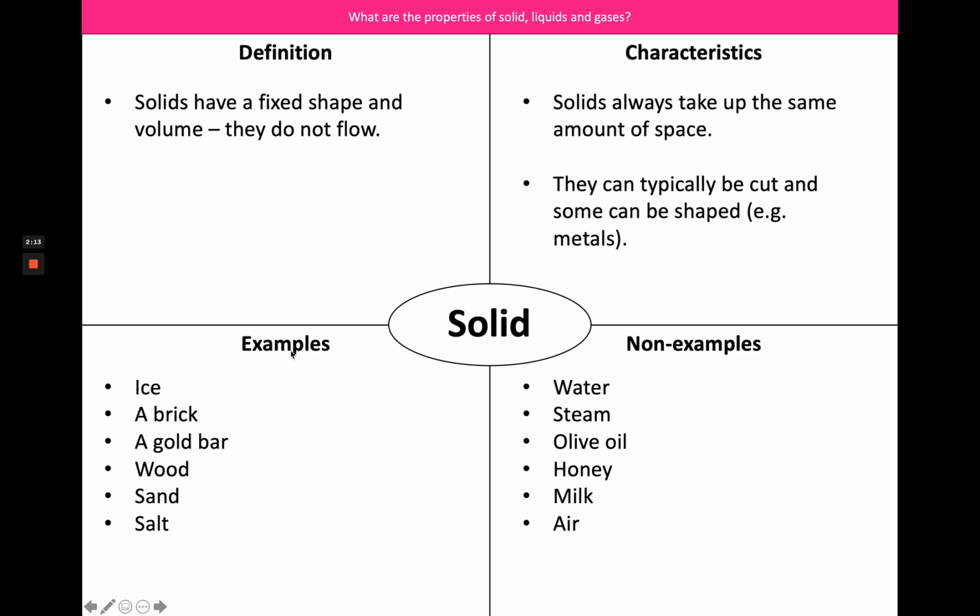If we think of some examples of solids, then we've got some down here. We've got ice, a brick, gold bar, wood, sand, salt, and then some non-examples on the right hand side and bottom right corner. We've got water, steam, olive oil, honey, milk and air.